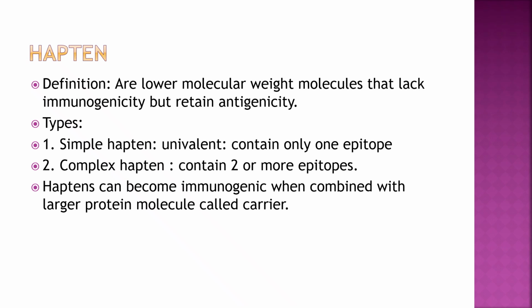Now we will see incomplete antigen, that is hapten. The definition is that they are low molecular weight molecules that lack immunogenicity but retain antigenicity. There are two types again: simple hapten and complex hapten. A simple hapten is univalent and contains only one epitope, that is, antigenic determinant. A complex hapten contains two or more epitopes. Haptens can become immunogenic when combined with a larger protein molecule called a carrier. That means they can produce antibody when they combine with other protein molecules.